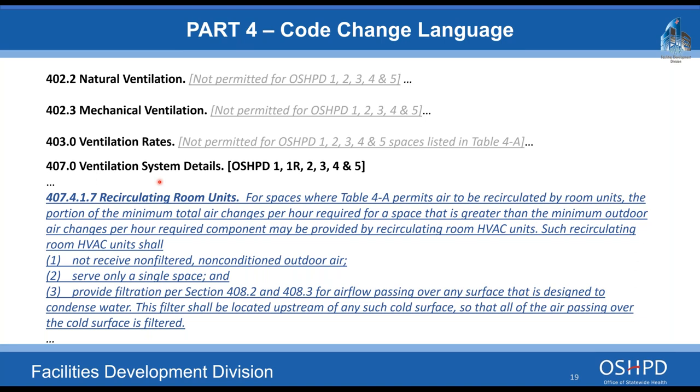So where spaces in 4A permit air to be recirculated by room units, the portion of the minimum total air change per hour required for a space that is greater than minimum outdoor air changes per hour, those air changes above the outdoor requirement can be provided by these units, provided they have these three components. They shall not receive unfiltered, unconditioned outdoor air, only serve a single space, and provide filtration per section 408.2 and 408.3 for air passing over any surfaces designed to condense water. That's obviously an infection control issue, and it mimics the requirements of ASHRAE 170, and we'll get to that in a second.